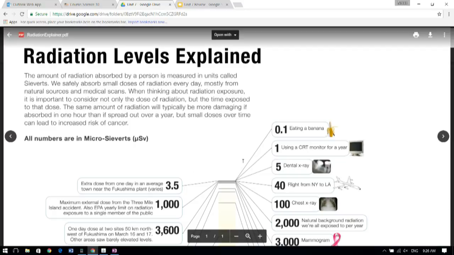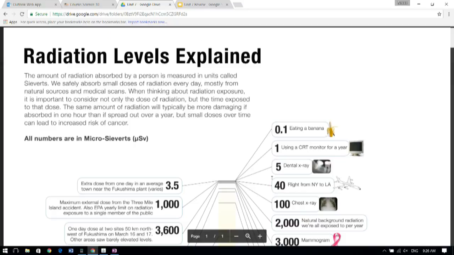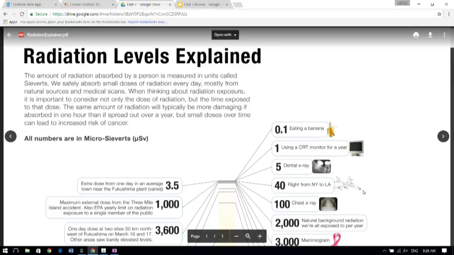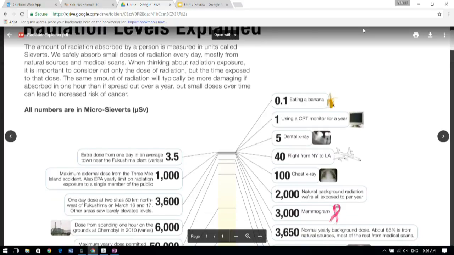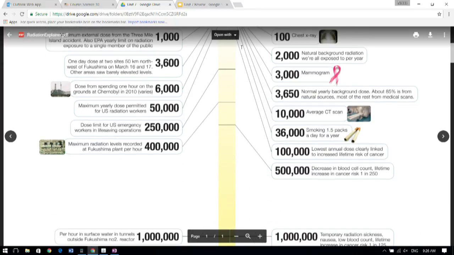Anybody have like chest x-rays before? You're looking at about 100. And then this number down at the bottom here, this 2,000, is the amount you'd be exposed to, the typical person in a year would be exposed to about 2,000. If you get a mammogram, you're up to 3,000, 1 mammogram. A CT scan's 10,000, and my mom, when she was undergoing cancer treatment, she'd get about 2 of those a year. So that'd be 20,000 microsieverts a year just for CT scans.